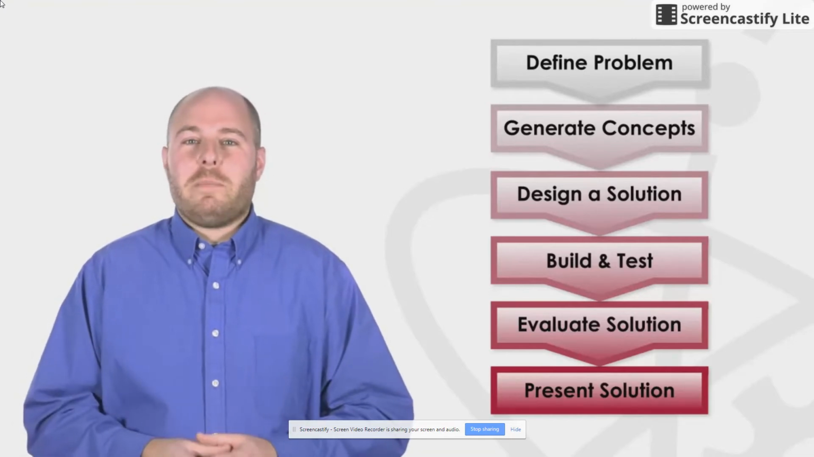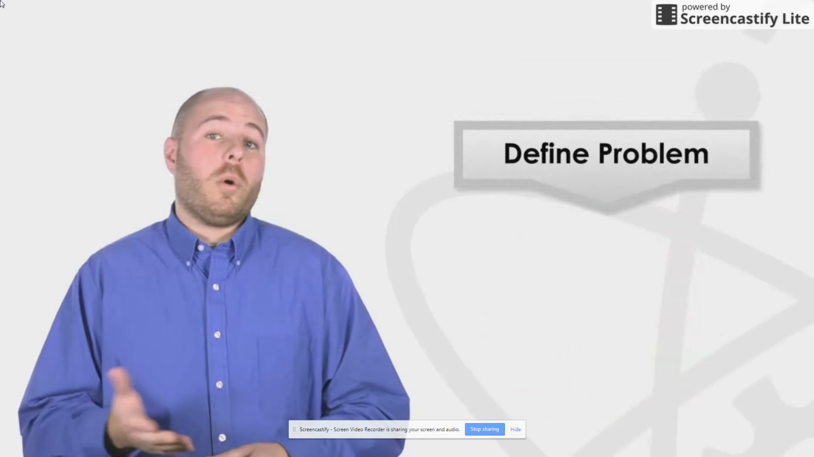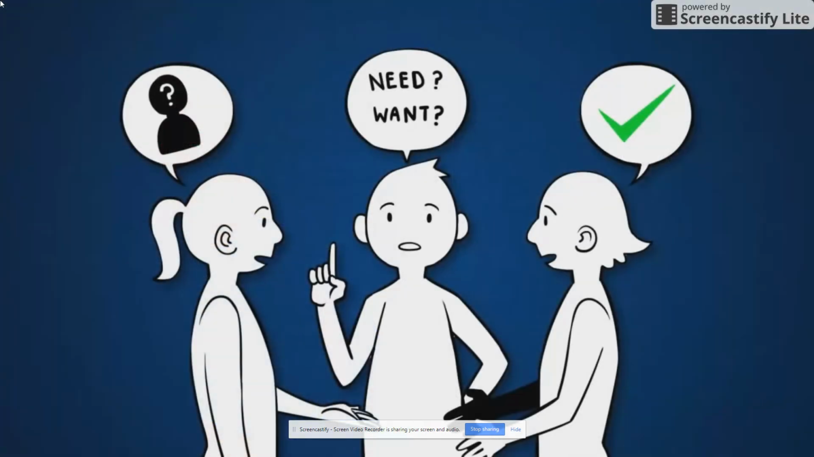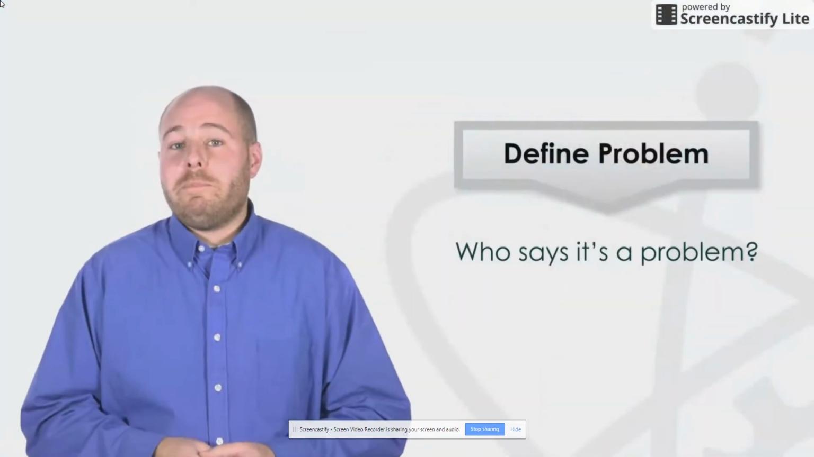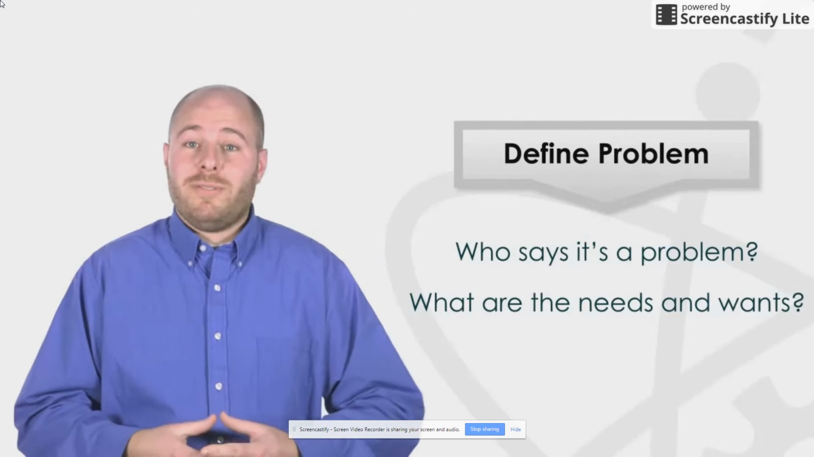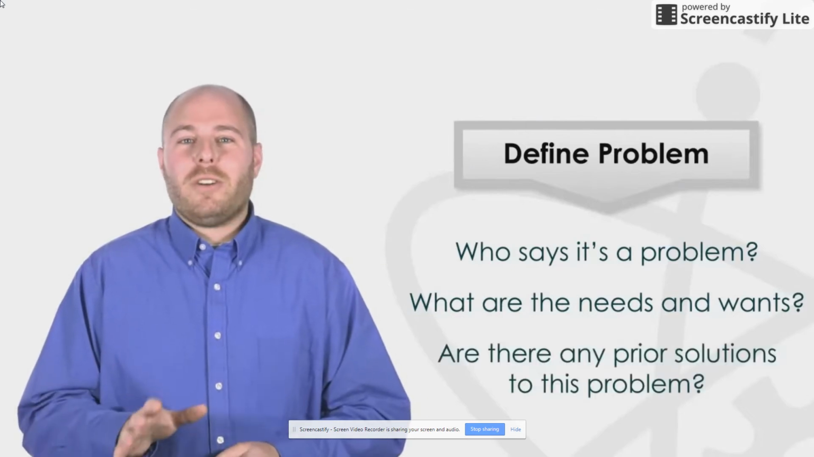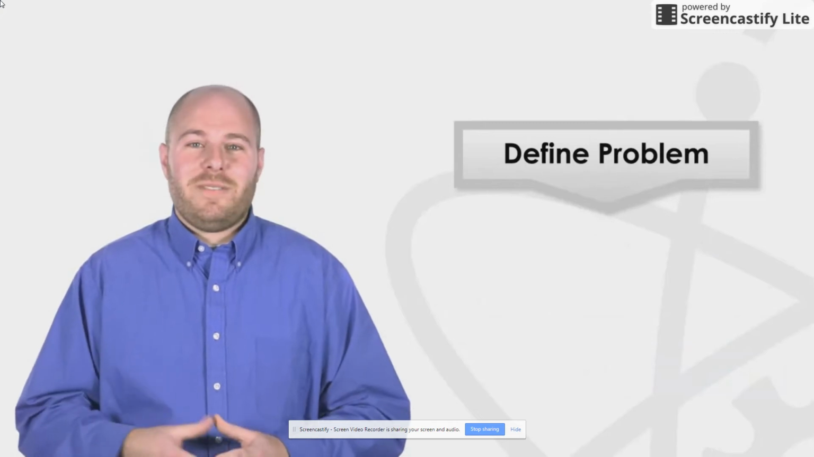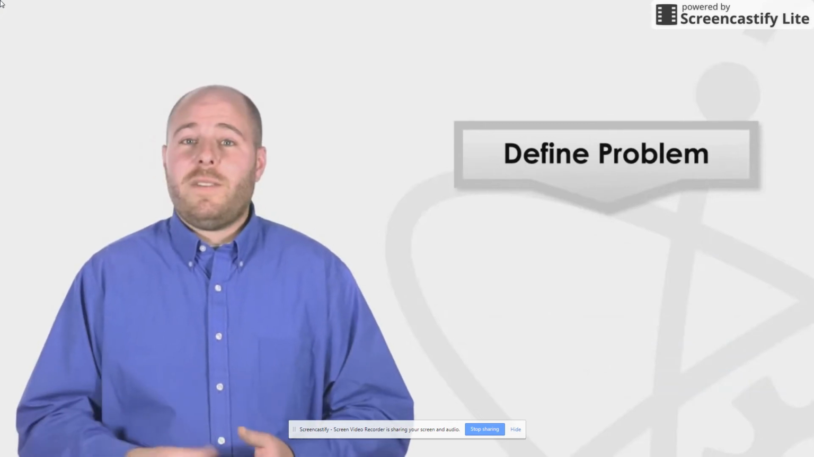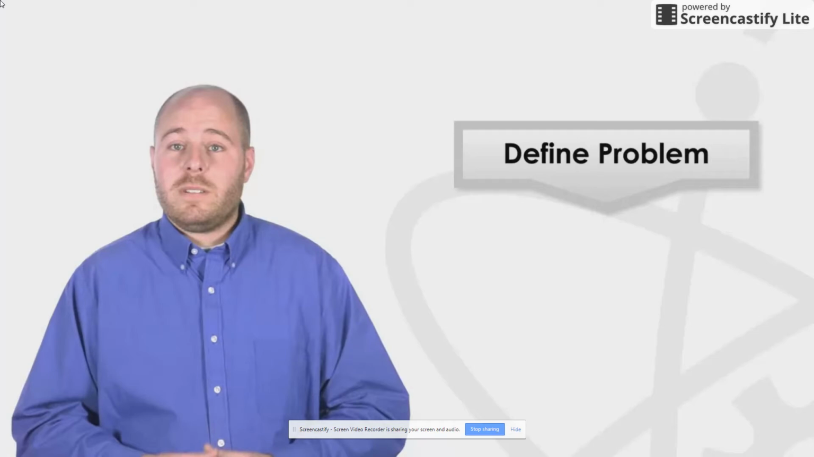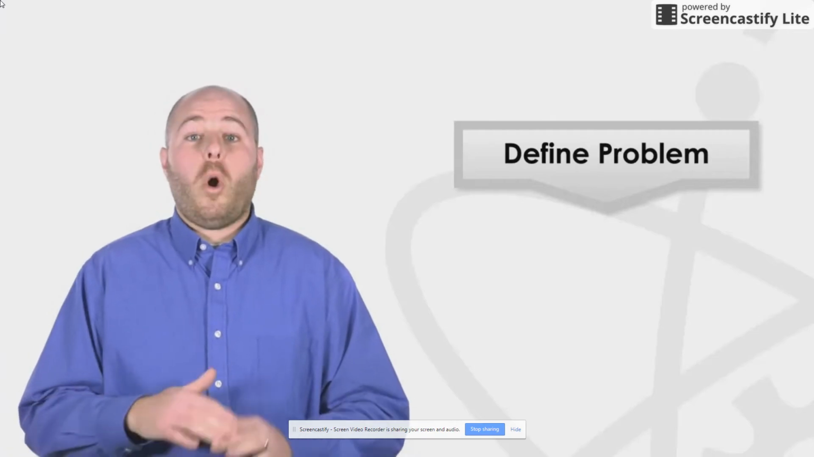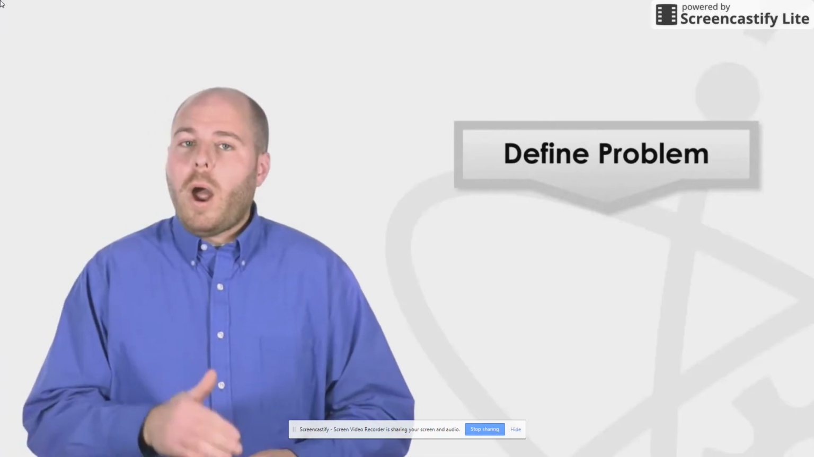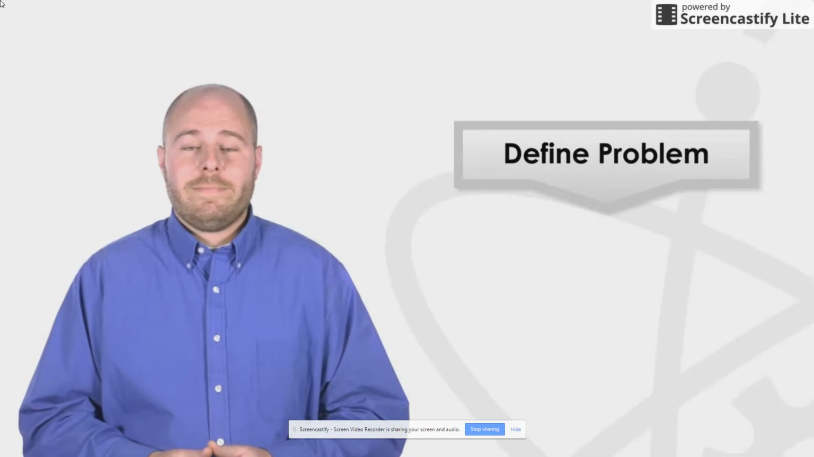The first stage in the design process is to identify a problem or an opportunity. As part of this stage, the designers investigate the problem or opportunity by asking questions such as, who says it's a problem? What are the needs and wants of those involved? And are there any prior solutions to this problem? Once the problem is validated and justified, designers proceed to identify and document the design requirements. This encourages them to think of all the aspects of the problem prior to attempting a solution.